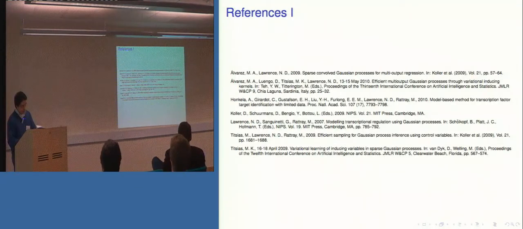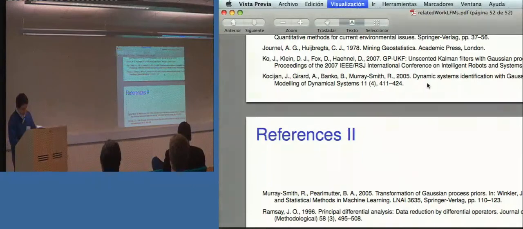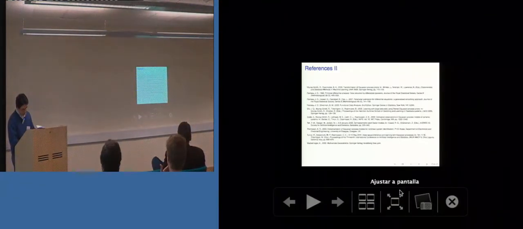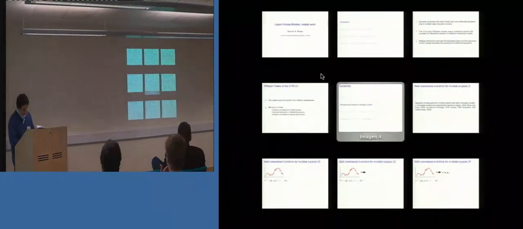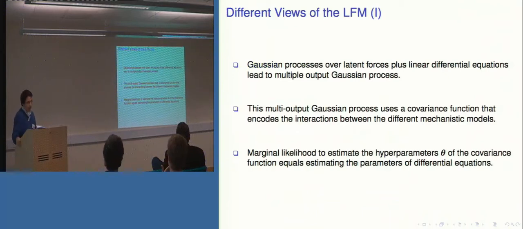Okay, so now I'm going to talk about some related work to latent force models. You can see this from very different perspectives. I will talk about three different perspectives you could look at these models. The first one is that you can see them as multiple output Gaussian processes, with a very particular covariance function.